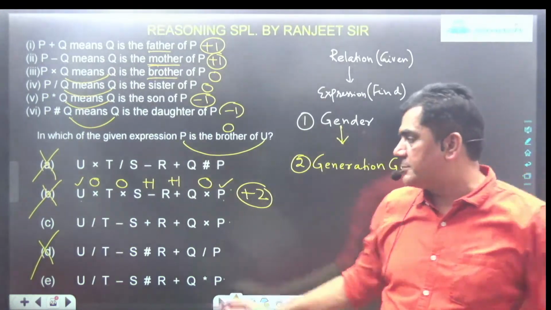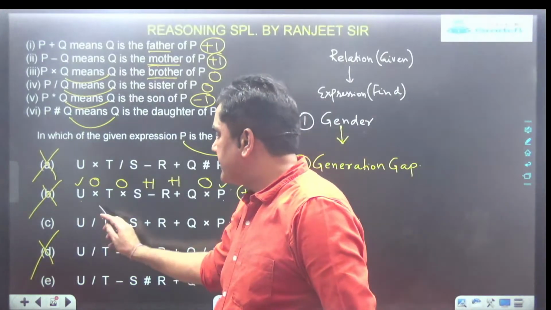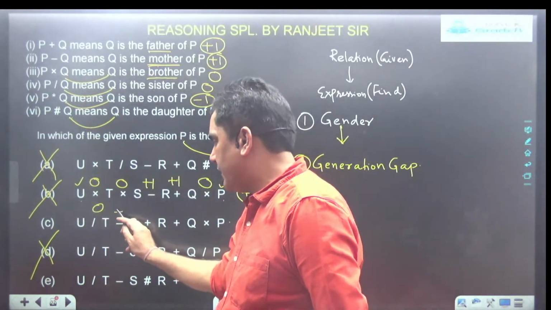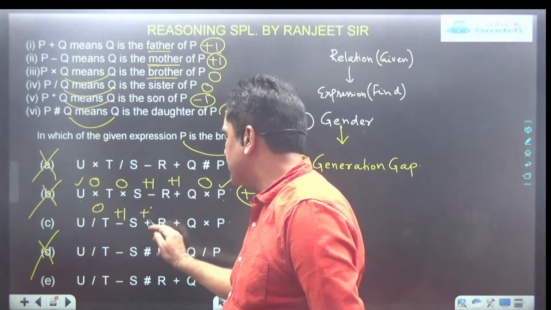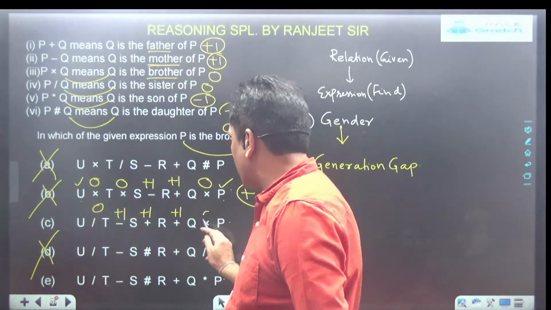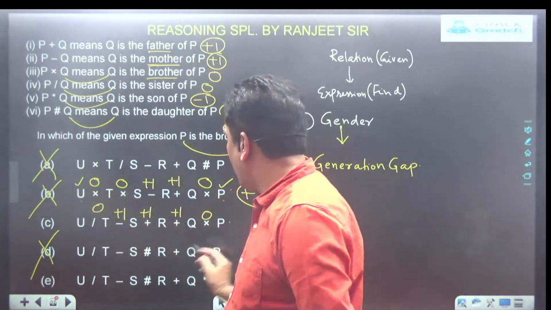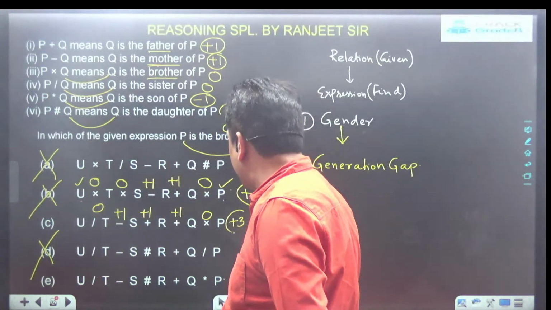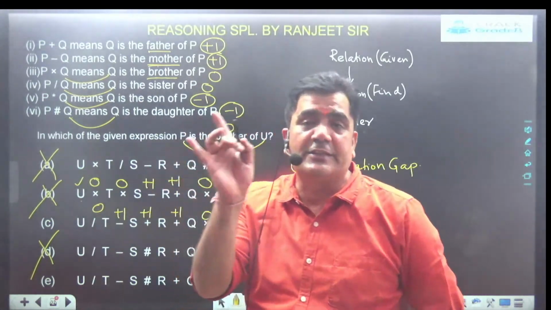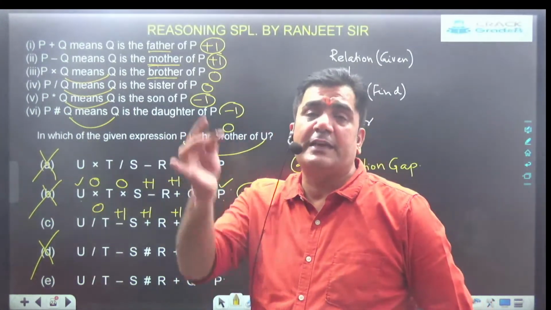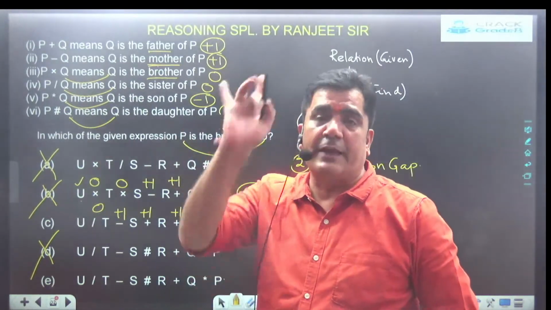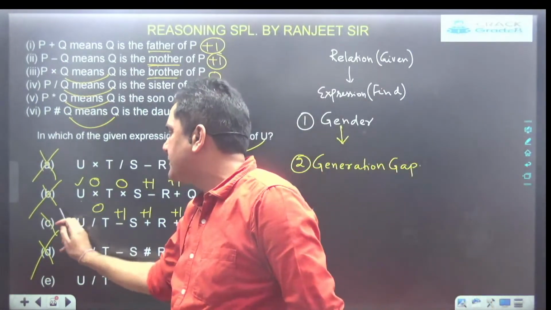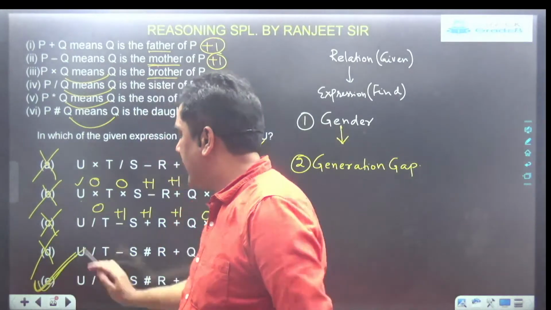Next one. Let's check this one. Sister means 0. Mother means plus 1. Father means plus 1. Father means plus 1. Cross means 0. So if I add all of them, it comes out to be plus 3. Plus 3 means a gap of 3 generations, and if two people have a gap of 3 generations, they can't be brothers. So this can't be the answer. The answer should be E.